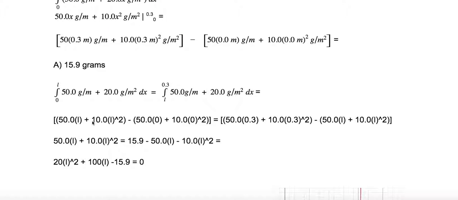So when you calculate these out, you have 50 times L plus 10L squared minus 50 times 0 plus 10 times 0 squared. So this part goes away. And then you solve that from here. This again is like the total mass of the rod, so that's 15.9. And then we're subtracting this. This side will equal this side, so you get twice here. And you get a quadratic equation at the end. We set that equal to 0.